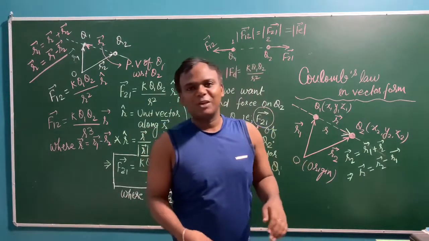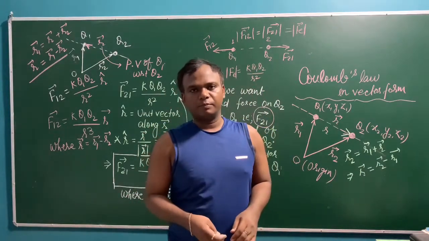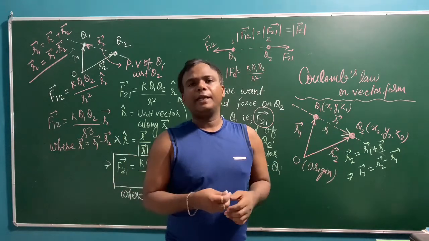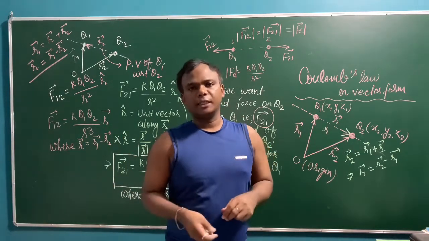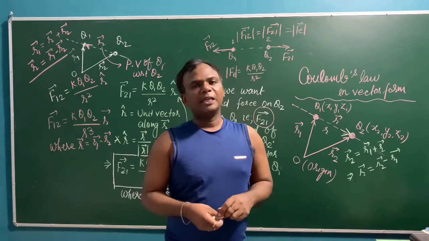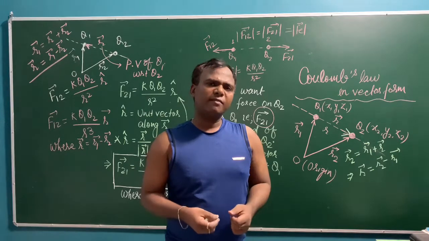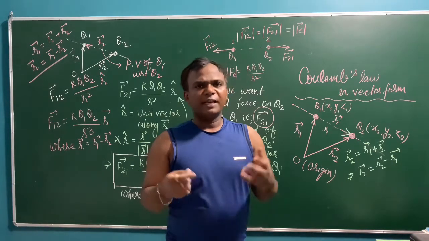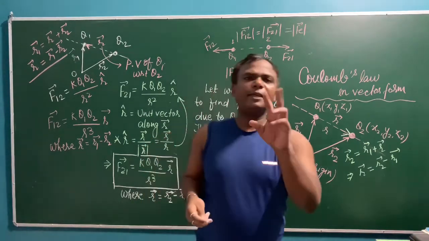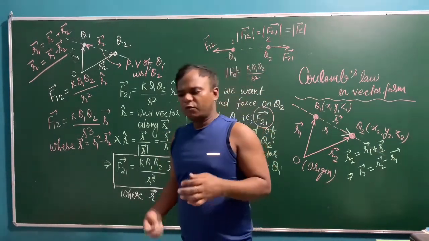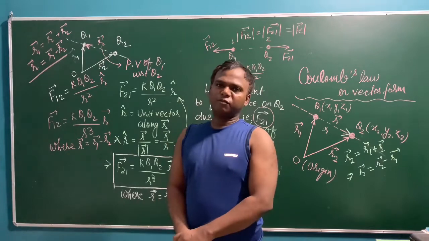So today's topic is Coulomb's law in vector form. If we can find the force between two charges Q1 and Q2, magnitude as well as direction, then what is the need of Coulomb's law in vector form? We can find the force between two charges using the normal form of Coulomb's law. Then what is the need of Coulomb's law in vector form?